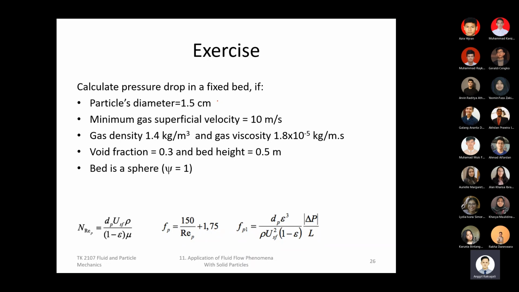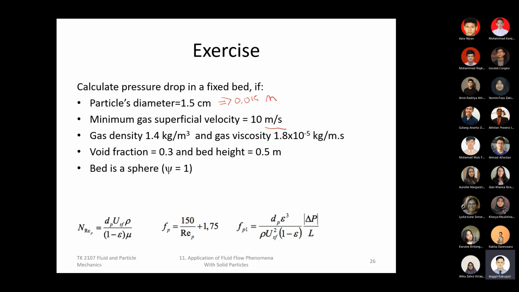Over here you have a particle diameter that is still in centimeter. So of course, first you have to convert it to 0.015 meter. This is quite a big particle. Okay, it's in the order of centimeter. And then you check, this is already in meter per second, so that's ready to be used.